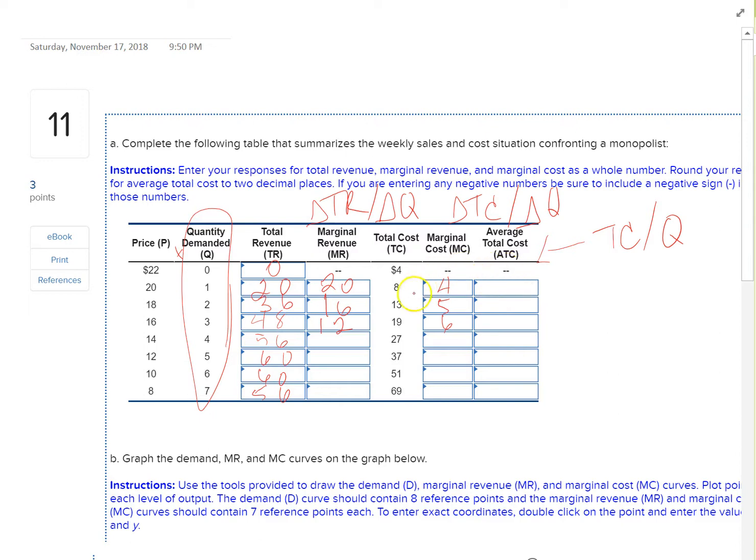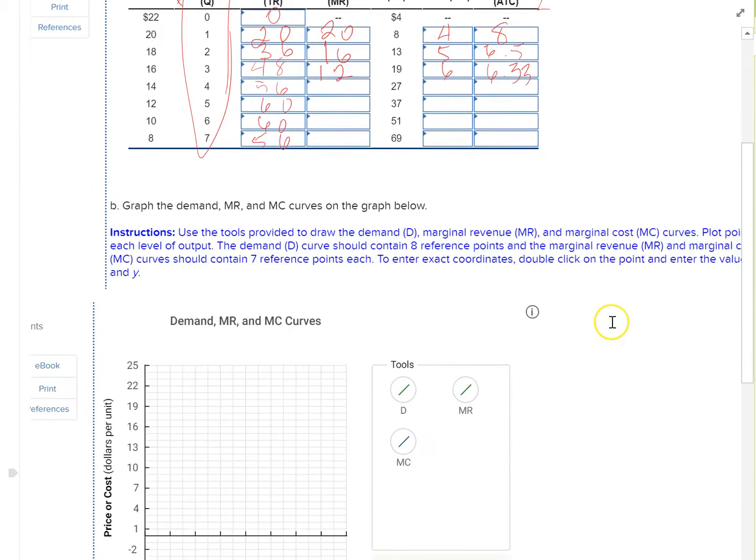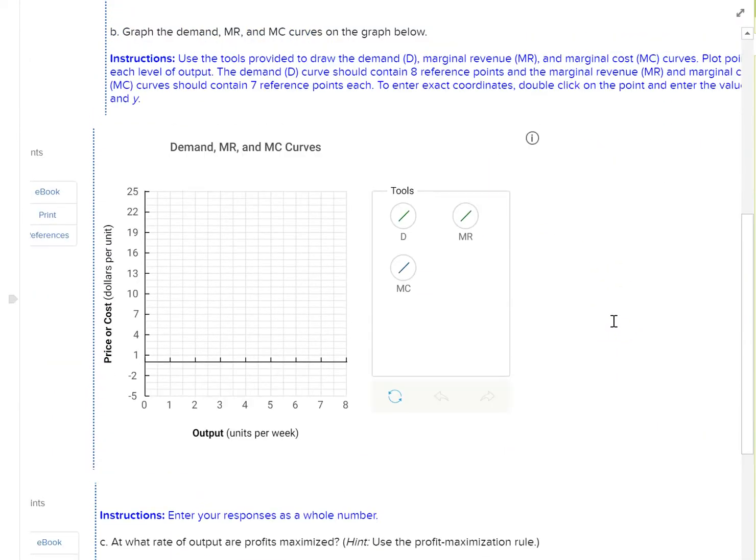So average total cost, well, you've got total cost divided by output, so 8 divided by 1. And then we've got 13 divided by 2, which is, sorry about that, 6.5. And then you've got 19 divided by 3, and you'll do some math with your calculator, but you shouldn't have too much trouble with that. So all of those calculations, pretty straightforward. The next part is to graph those things.